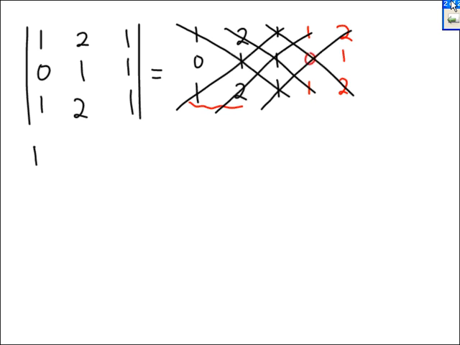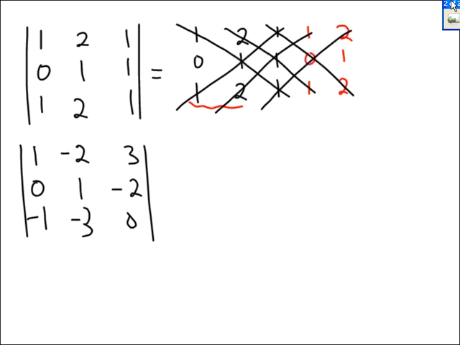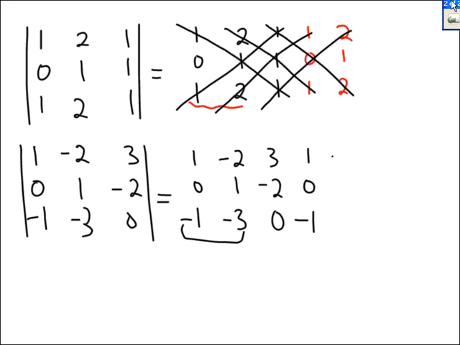Suppose you have 1, negative 2, 3, 0, 1, negative 2, negative 1, negative 3, 0. And you want to calculate the determinant of this. You write down the 9 entries. Now this method that I'm showing only works for the 3 by 3. Copy the first two columns at the end. 1, 0, negative 1, negative 2, 1, negative 3.